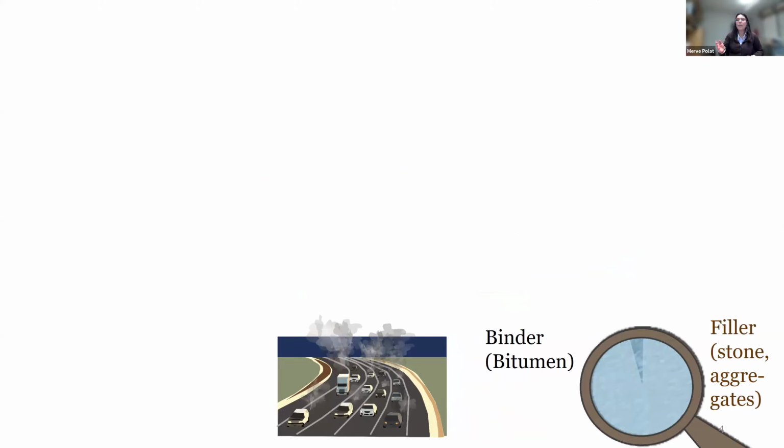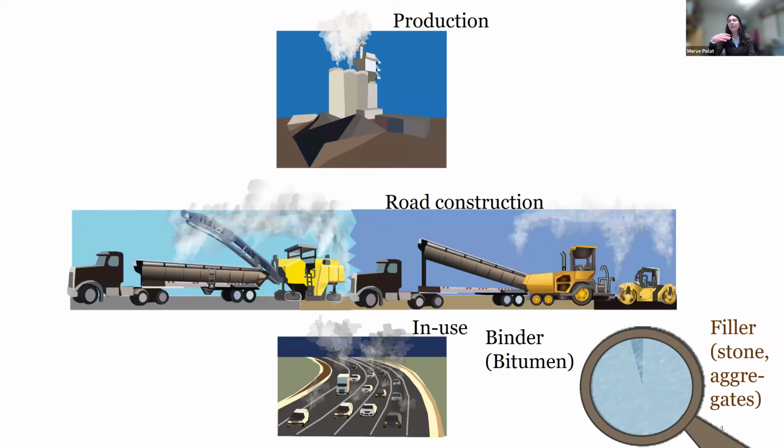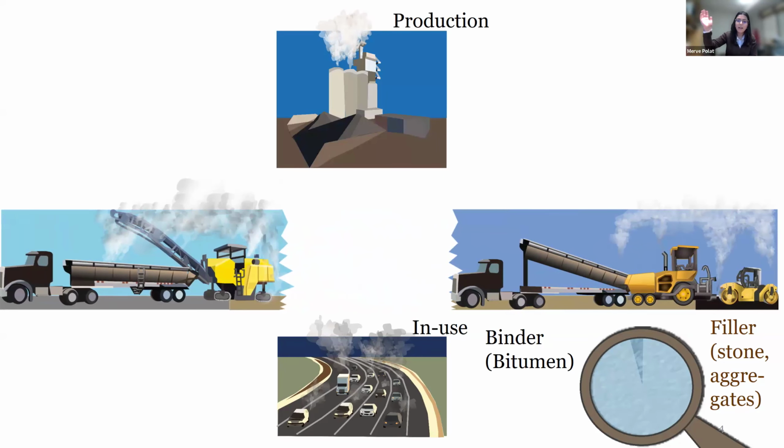Bitumen is made when you refine oil and have a byproduct left. This residue is what you put into the ground. And then you have the filler, which is all the stones and so on that make up the biggest part of the mass. Before we can use this asphalt for roads, we have to produce it, and then we have to construct the road as well. The construction of the road typically happens in two stages. You have the milling, where you take off the old layer, and then you pave, where you put on a new layer.